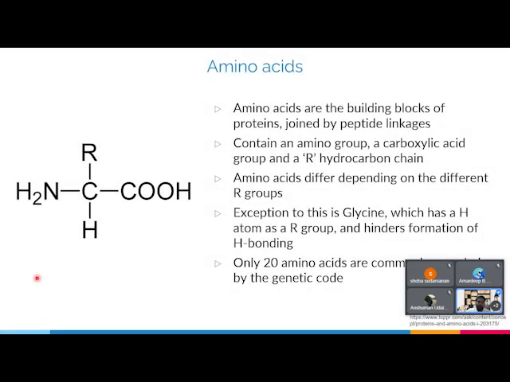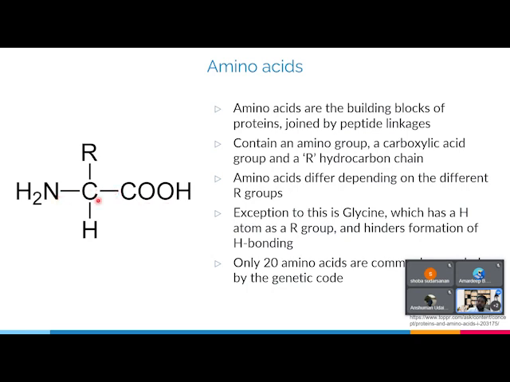So in order to answer this particular question, let us first look into the structure of amino acids. So this is the general structure of what an amino acid looks like. It consists of an amino group right here and a carboxylic acid group on the other hand, and that is why it is known as an amino acid. Amino from the amino group and acid from the carboxylic acid group.